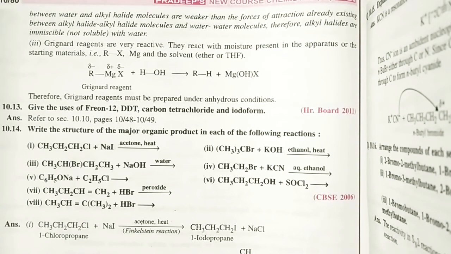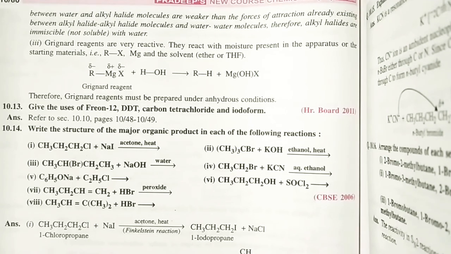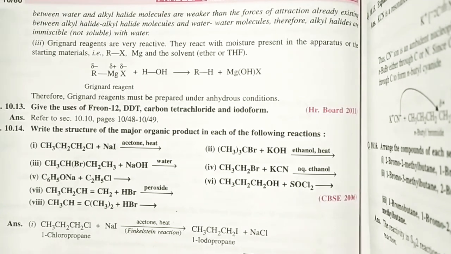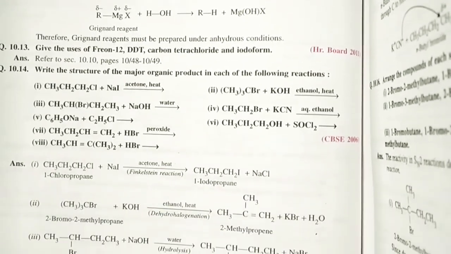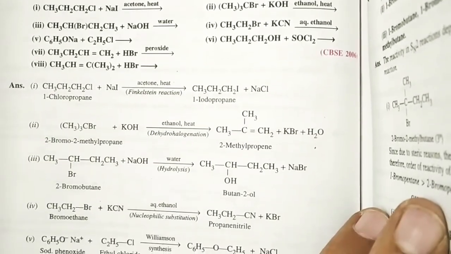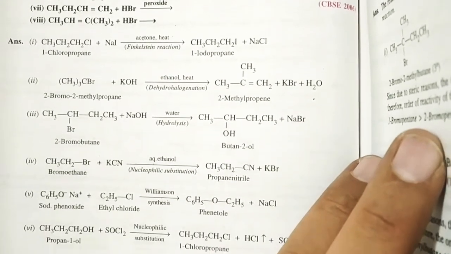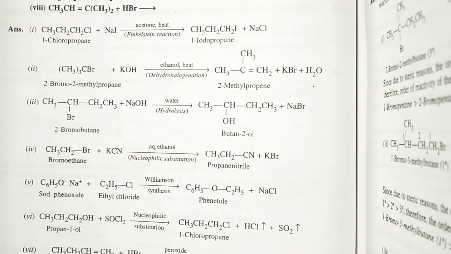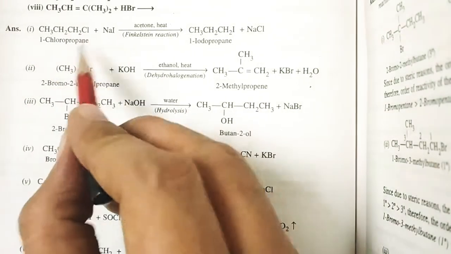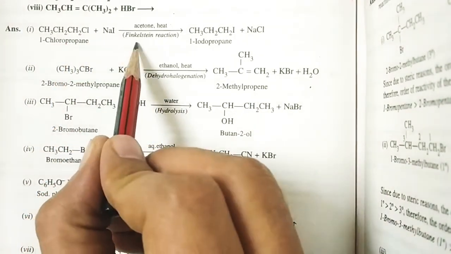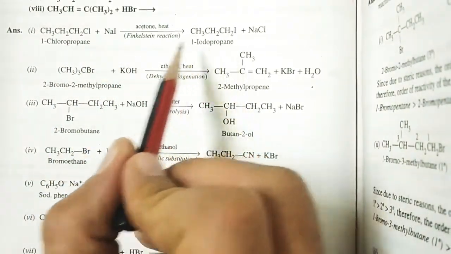Mind well what they suggest: the major organic product in each of the following reactions. So what does major organic product mean? First I want to prepare from CH3CH2Cl plus sodium iodide. We know that CH3CH2Cl with sodium iodide is the Finkelstein reaction, where there is a replacement of chlorine with iodine.